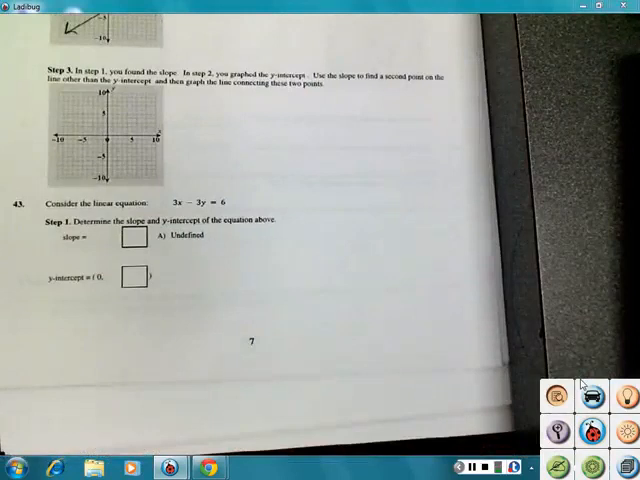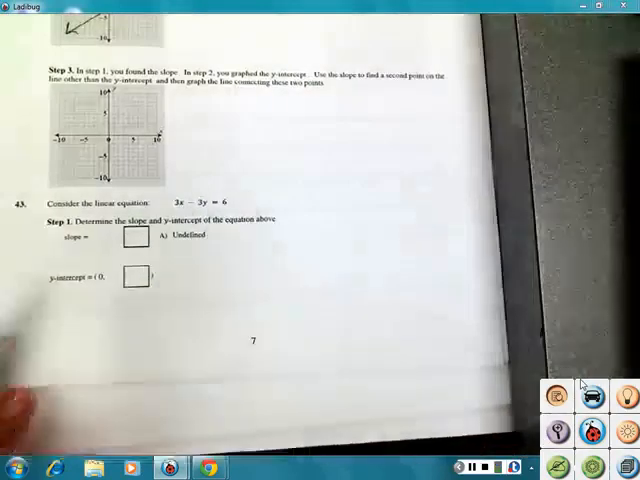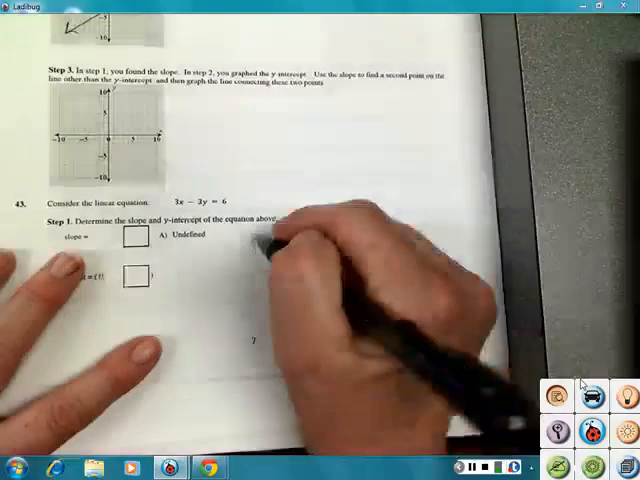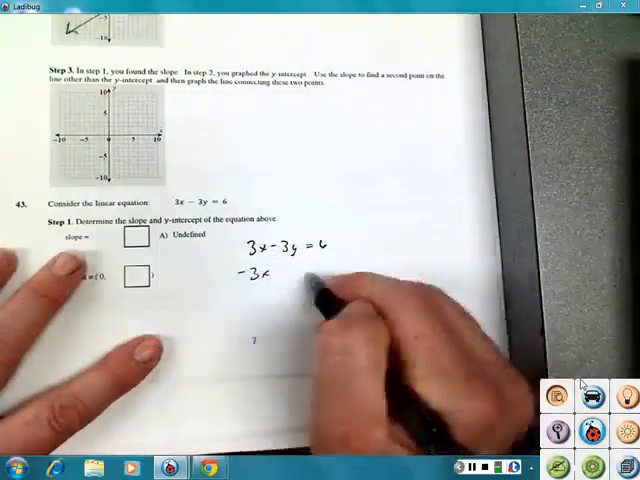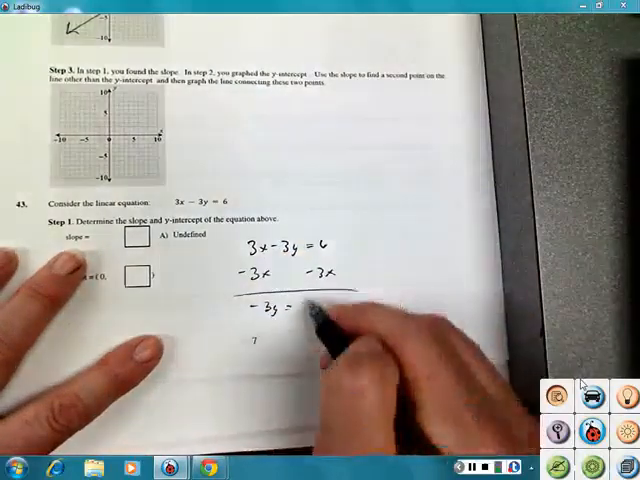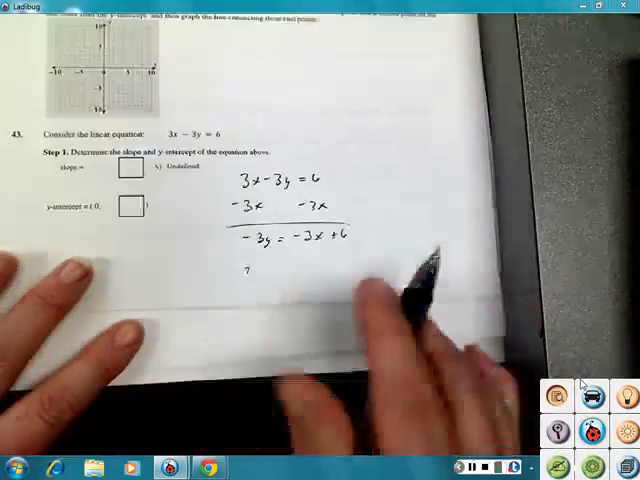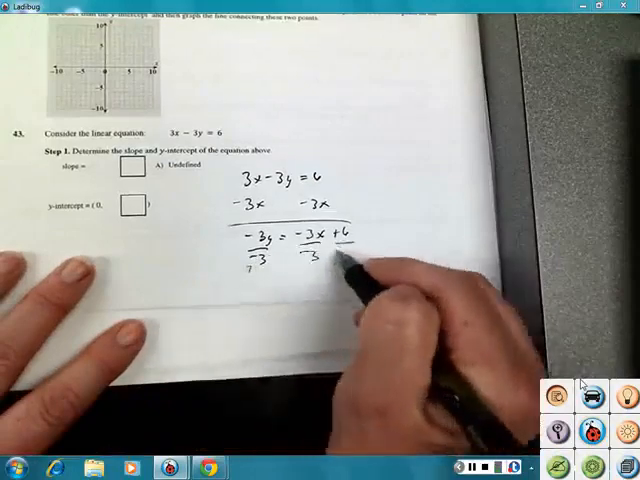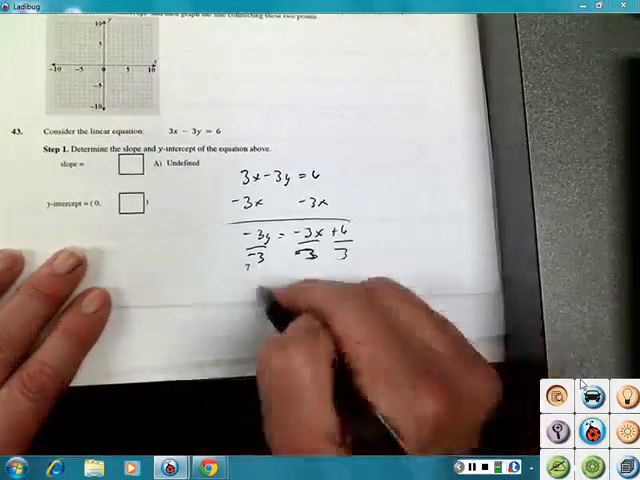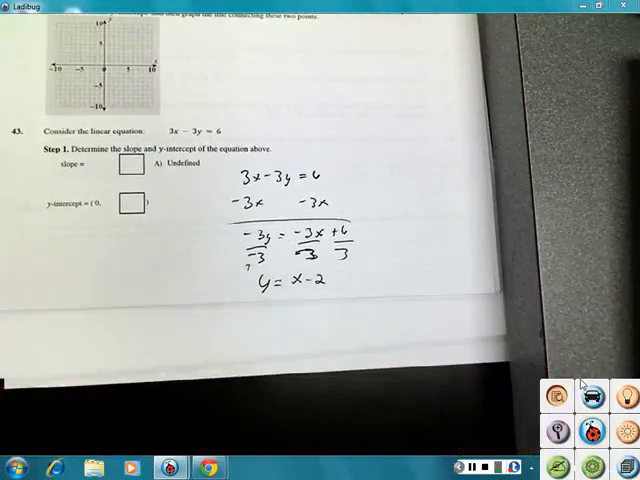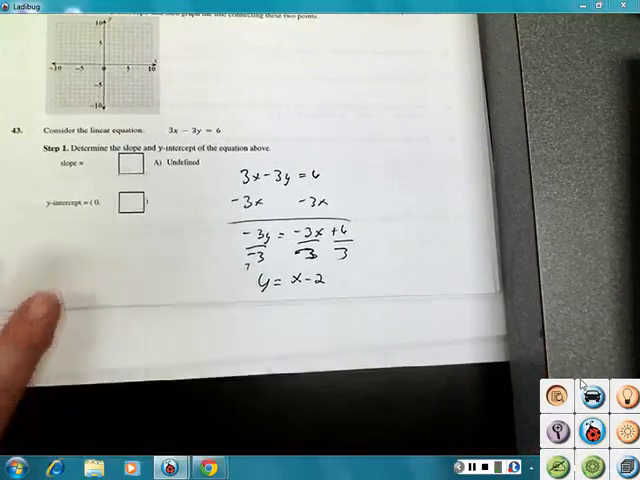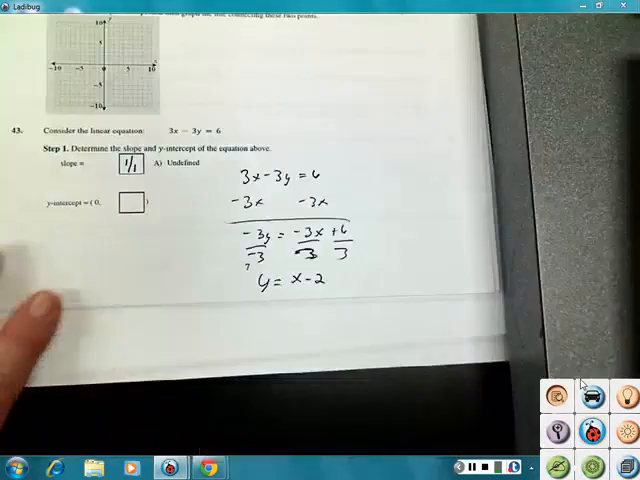Number 43 asks what my slope is and what my y-intercept is. Can I find it with what I've got right here? No, you need to put it in y equals form. So 3x minus 3y equals 6. Move my 3x over: negative 3y equals negative 3x plus 6. Divide by negative 3. Negative 3 divided by negative 3 is 1, and 6 divided by negative 3 is negative 2. So my equation is y equals x minus 2. What's my slope? 1 over 1. And what's my intercept?